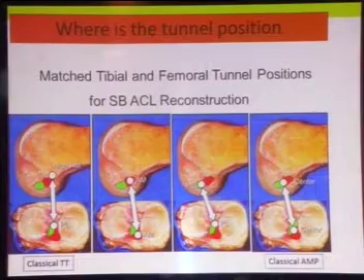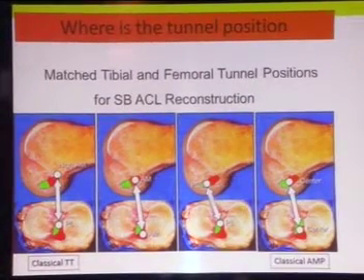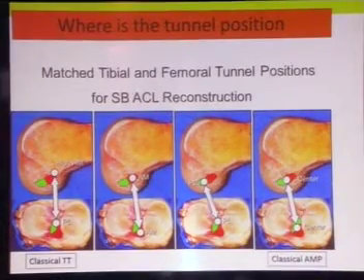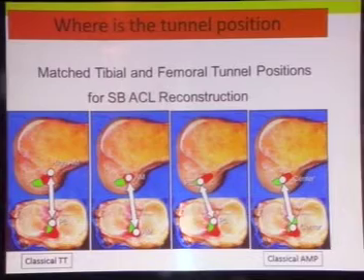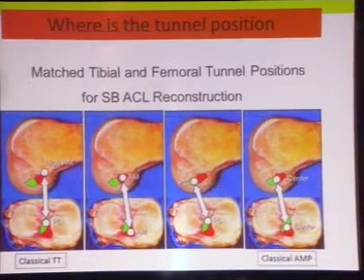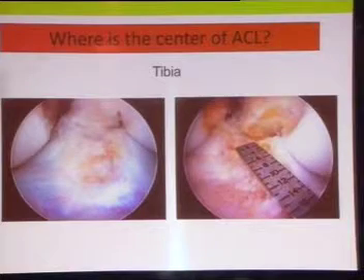So this is the classical cadaveric study which was done by Yuki Kato. And there he showed that the center to center reconstruction, if you are doing an anatomic reconstruction, that is the center of the footprint on the tibia and the center of the footprint on the femur, gives you the best possible anatomic and biomechanical stability.